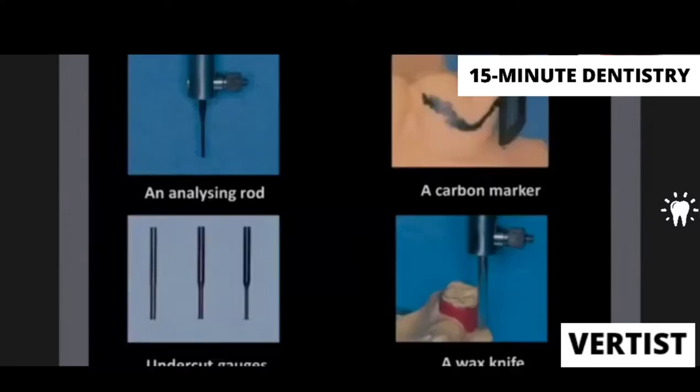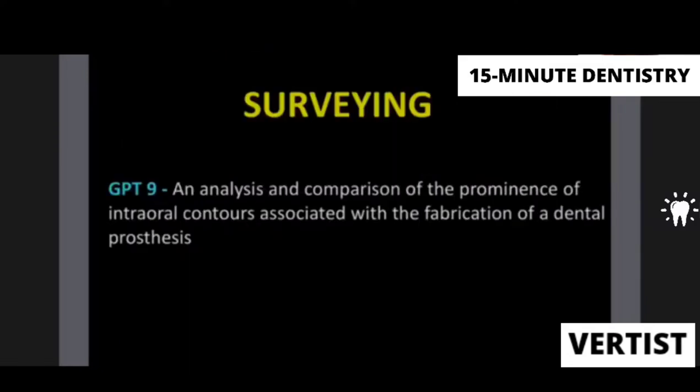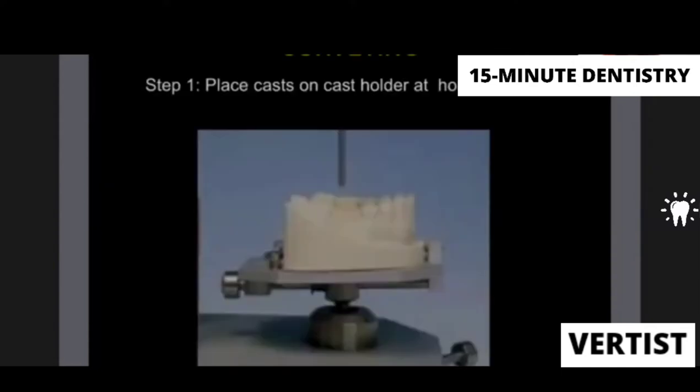Now, these are the individual tools of a surveyor. So you can see left is your analyzing rod, then you have your carbon marker, your undercut gauges, and your wax knife. What is surveying? It is the analysis and comparison of the prominence of the intraoral contours associated with the fabrication of a dental prosthesis.